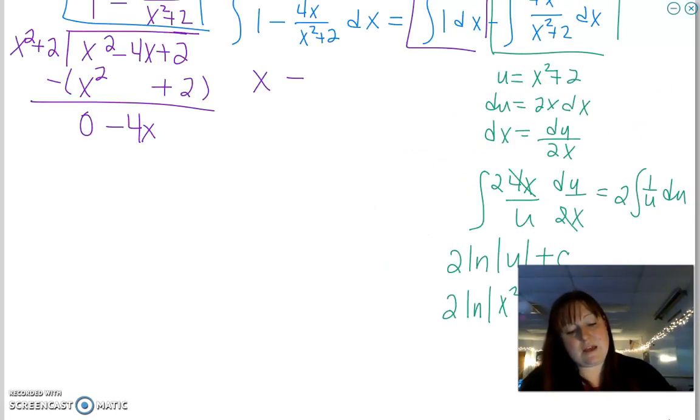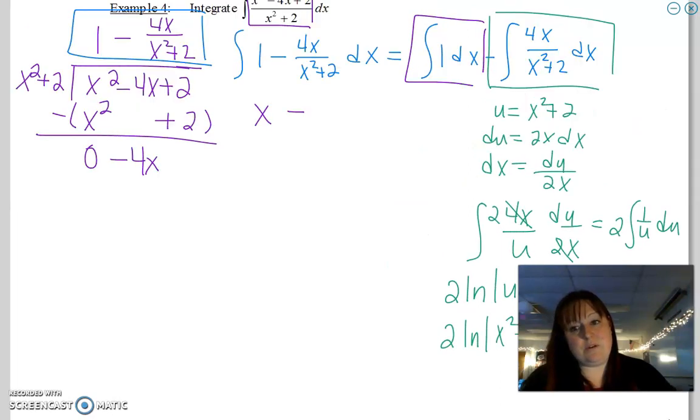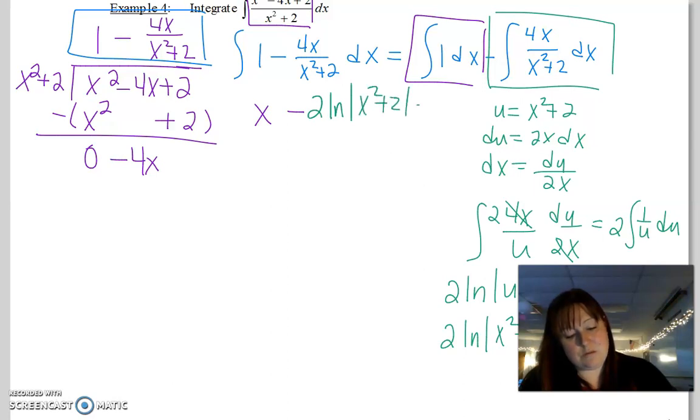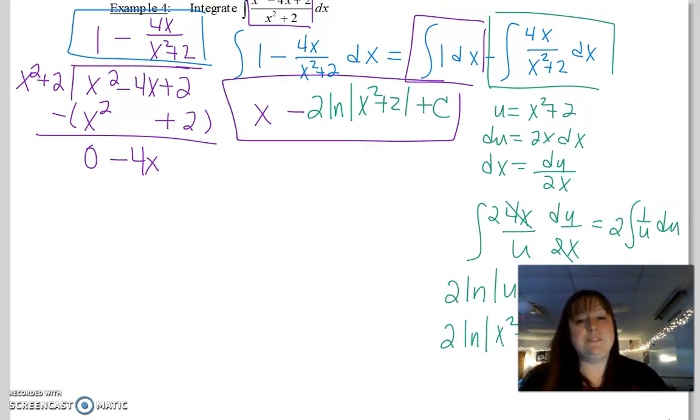And so we can bring that back up here, right? So we integrated the purple one. Now we integrated the green one. So we have x minus 2 ln absolute value x squared plus 2 plus c. And that's it. We're done. That's your whole integral. It's not terrible.